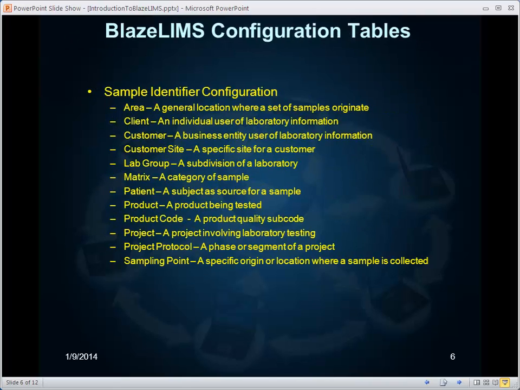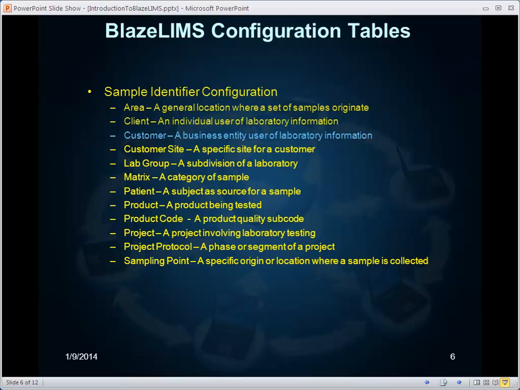Next, we will provide a more comprehensive picture of configurations organized by category. Comprehensive sample identification is critical to LIMS sample management. Some of the sample identification parameters have associated reference tables to be configured. In addition, these identifiers may be renamed to provide a more user-friendly terminology on all the screens and reports. An area is a general location where a set of samples originate or is the owner or originator of inventory materials. Client is an individual user of laboratory information, usually one who receives results and applies them.